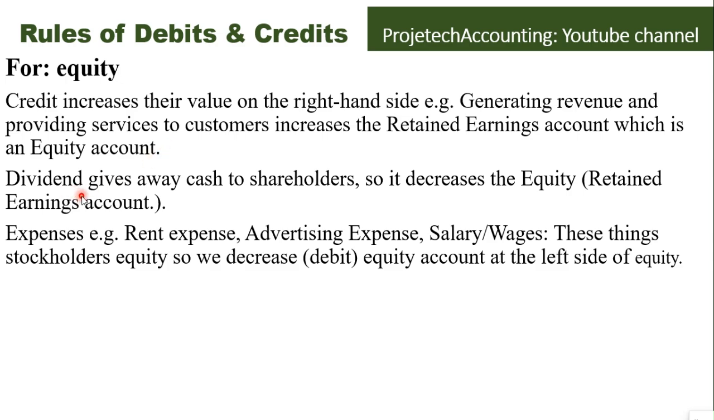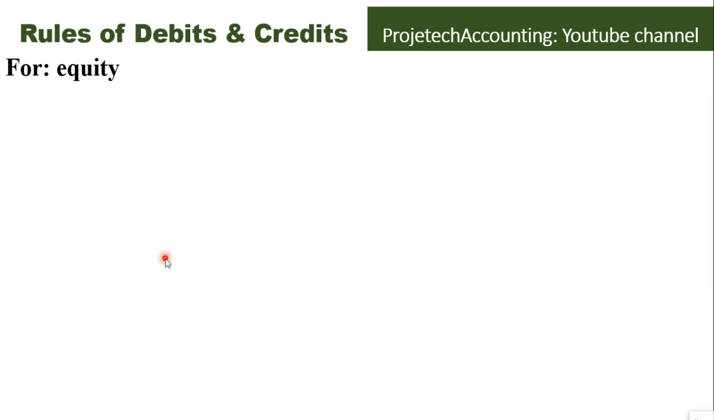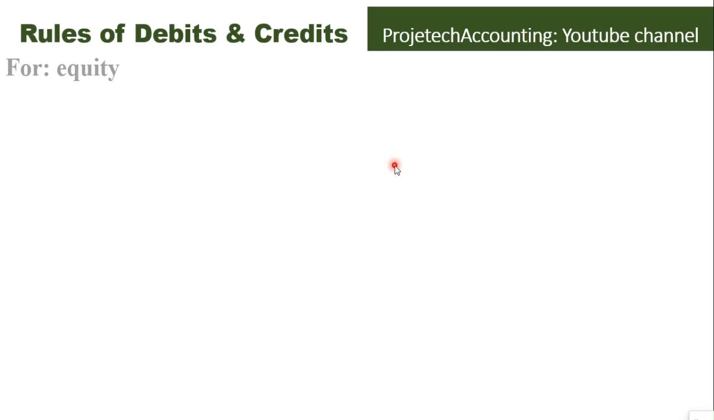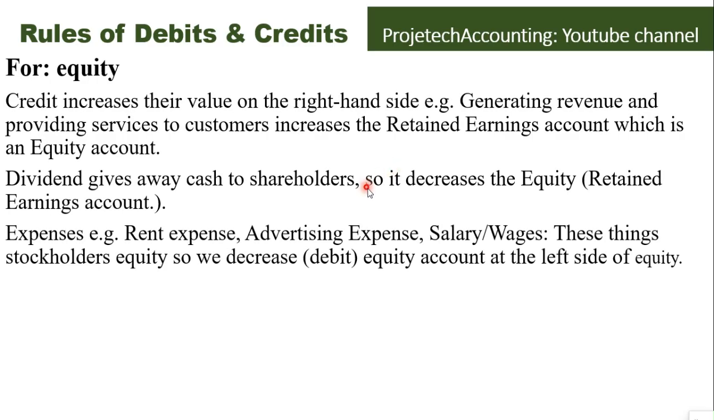Again, a dividend gives away cash to shareholders, so it decreases the equity. So when you give dividends out to your shareholders, it also decreases the equity of the company. Again, expenses too, maybe paying rent or advertising or salary, decrease the equity account. It decreases the equity account on the left hand side. So that is a debit.